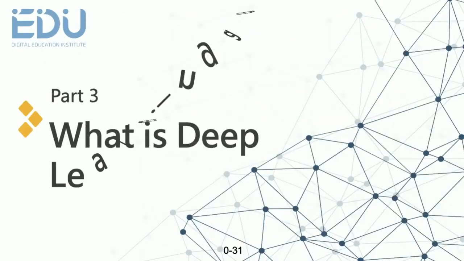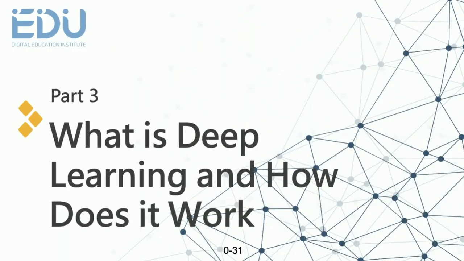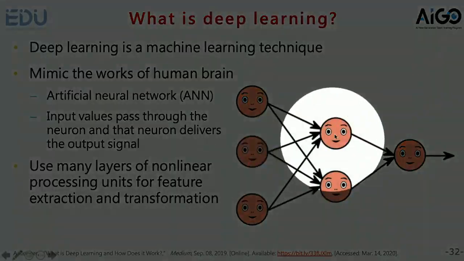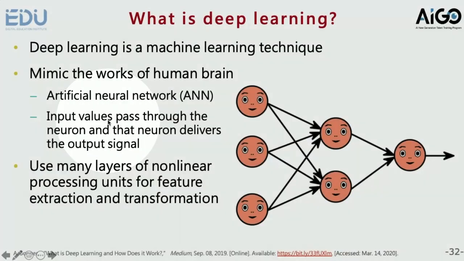And next, we can see what deep learning is and how it works. This is a very simple but essential architecture for deep learning. Deep learning is a machine learning technique that mimics the workings of the human brain. It comes from the terminology so-called artificial neural network, ANN. The input values pass through neurons, and the neurons deliver the output signal. It can use many layers of nonlinear processing units for feature extraction and transformation.